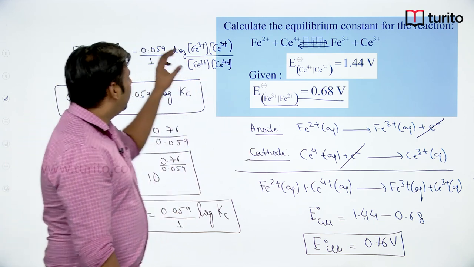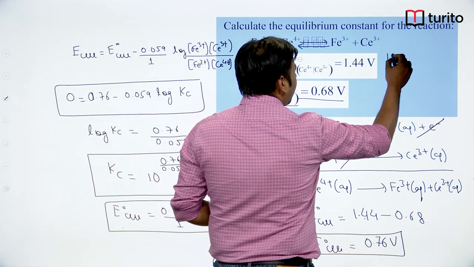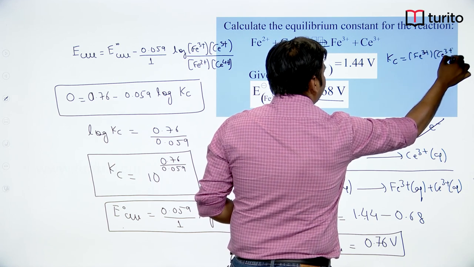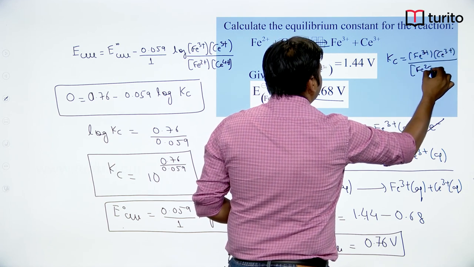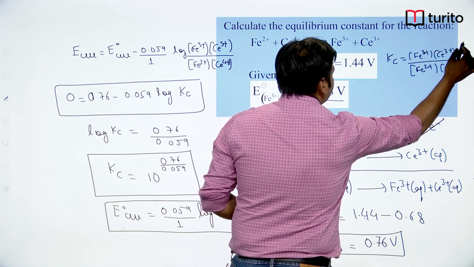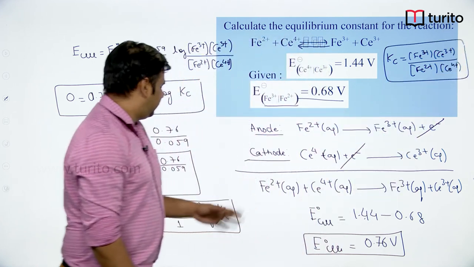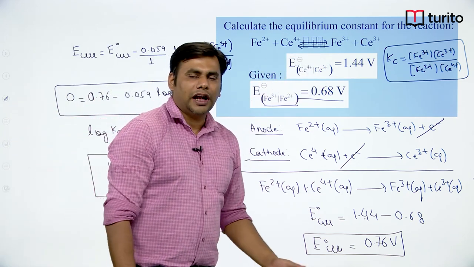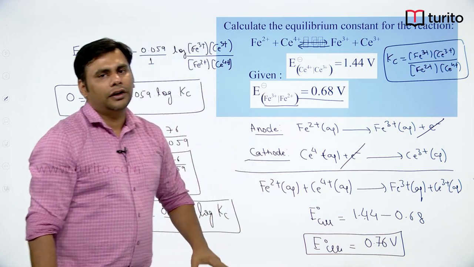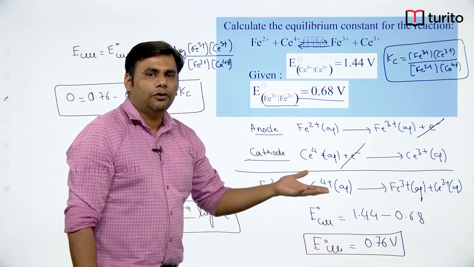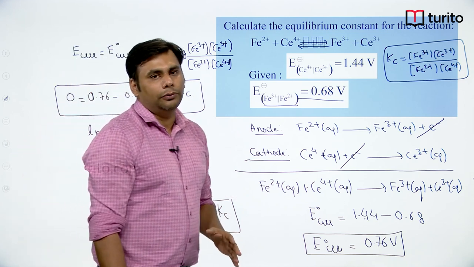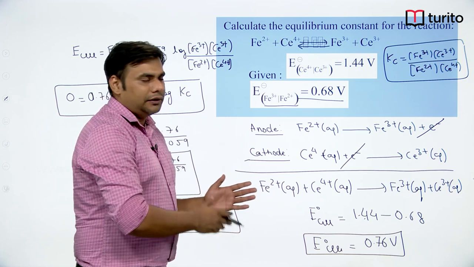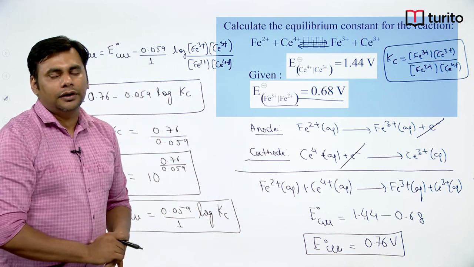Now, Kc we know is equal to the concentration of iron 3 plus into cerium 3 plus divided by iron 2 plus into the concentration of cerium 4 plus. Okay, so from this we know the value of Kc, we know the initial concentration, so we'll just do the stoichiometric calculations and calculate the amount of iron 2 plus or cerium 4 plus reacted, and we'll get the final equilibrium concentration. So you can see that this question becomes partially electrochemistry and partially chemical equilibrium.